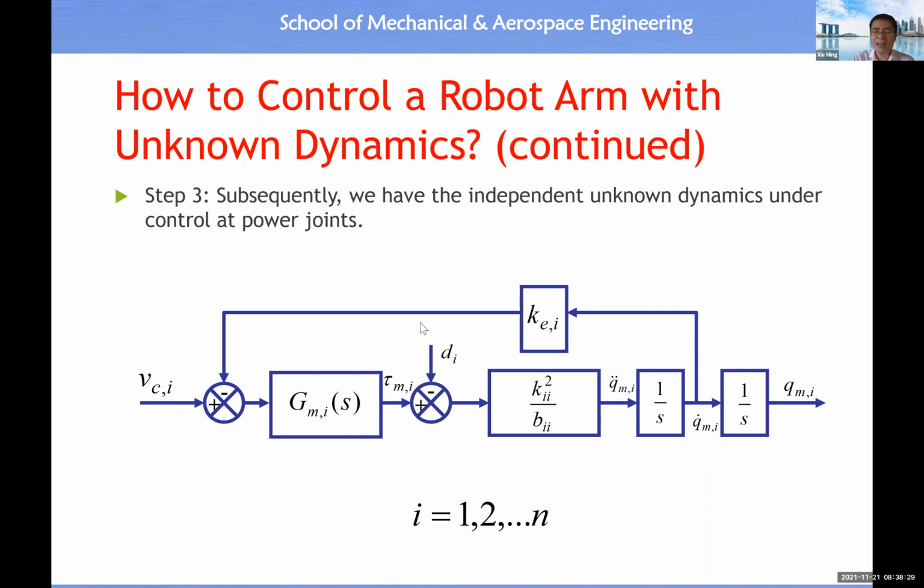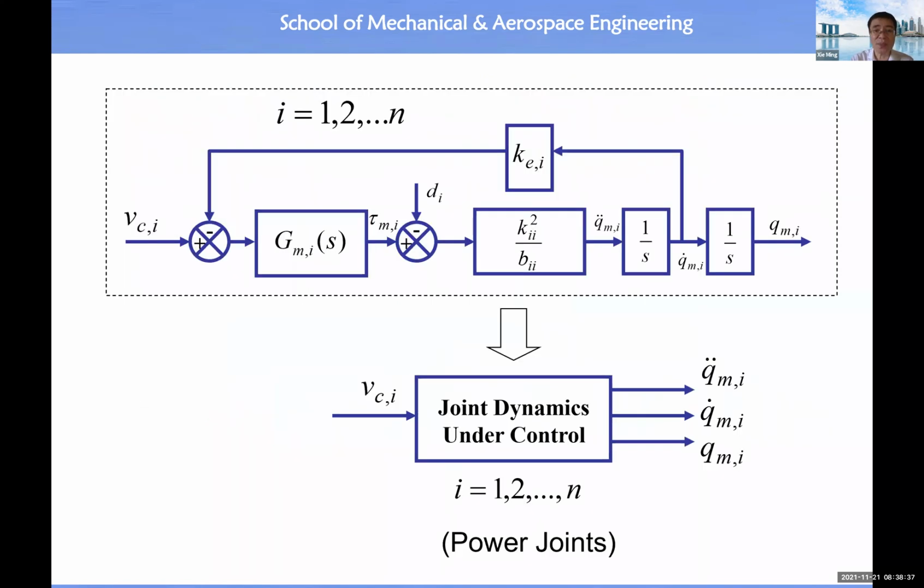So this is a block diagram for each individual joint under control. Now we can lump all this together to have this simple representation. You have a control signal as an input, then motion as the output. Let me call this the joint dynamics under control. We have n such dynamics under control, which are totally independent. These correspond to the power joint, the actuator.